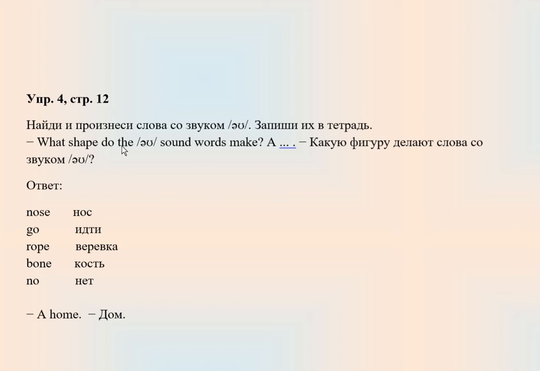What shape do the O sound words make? The answer: nose, go, rope, bone, no, a home.